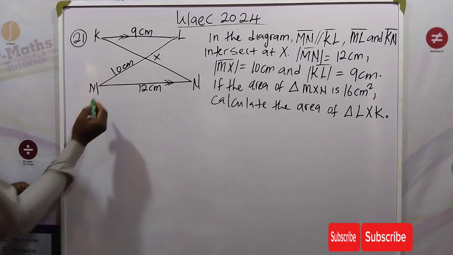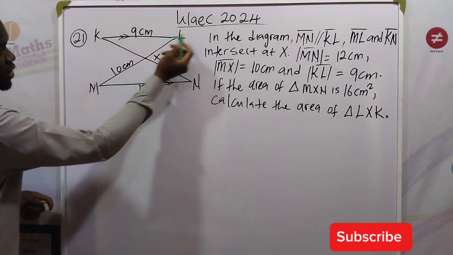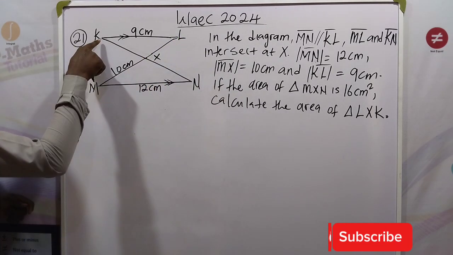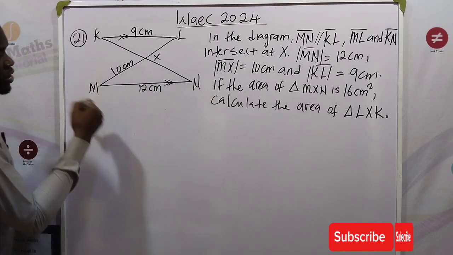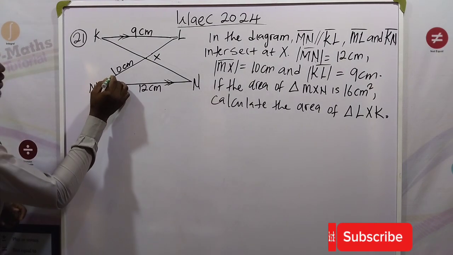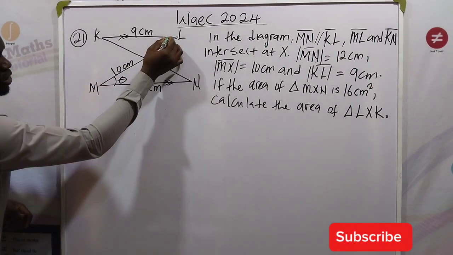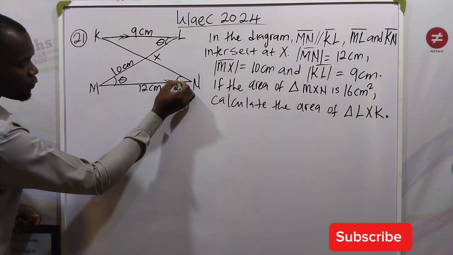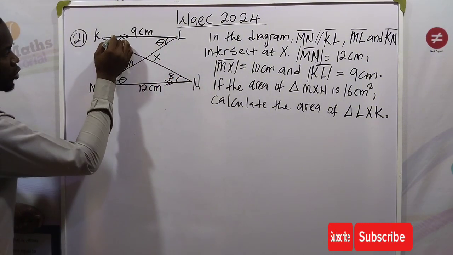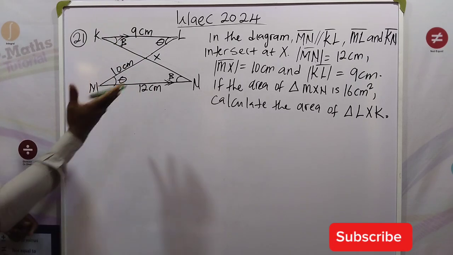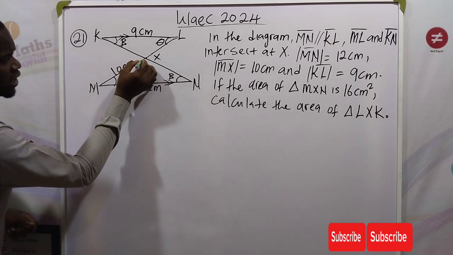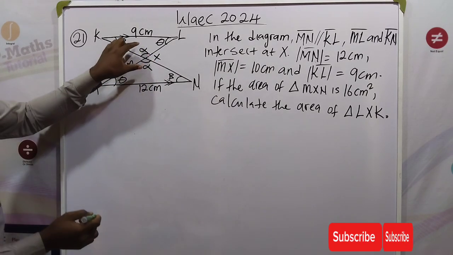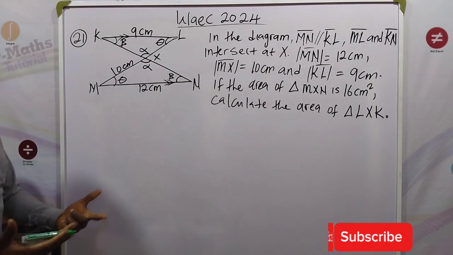Now let's test this. This line is parallel to this line, right? So what it means is that this is a transversal and this also is a transversal. Now when you have a transversal line, the angle formed here is always equal to the angle formed here. That is alternate angles. Now the angle formed here is also equal to the angle formed here, alternate angles. And this angle here, let's call it alpha, is equal to the angle here. Vertically opposite angles are always equal, okay?